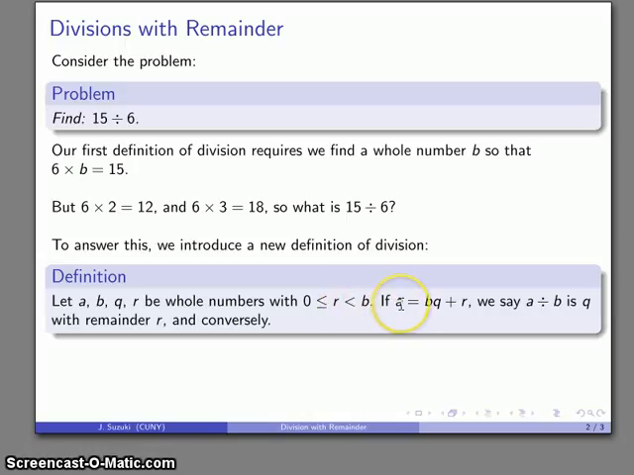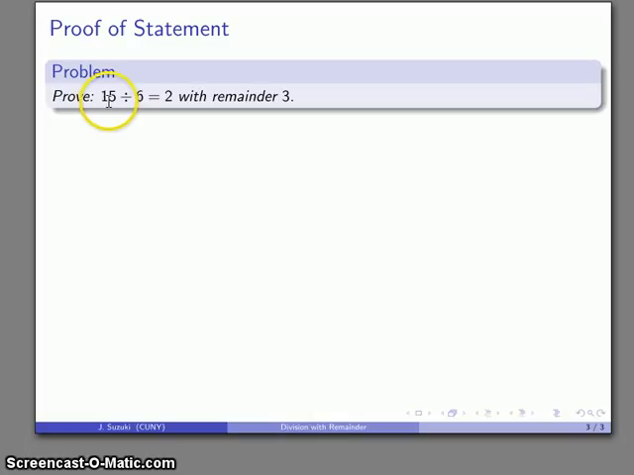And if my number A is the product BQ plus R, then I can say that A divided by B is Q with remainder R, and conversely. We say Q is the quotient, R is the remainder, and they're all related by this rather complicated arithmetic expression that combines multiplication, addition, and eventually division, and incidentally a subtraction there. Alright, so let's start off with the basic problem. So let's prove 15 divided by 6 is equal to 2 with the remainder 3.